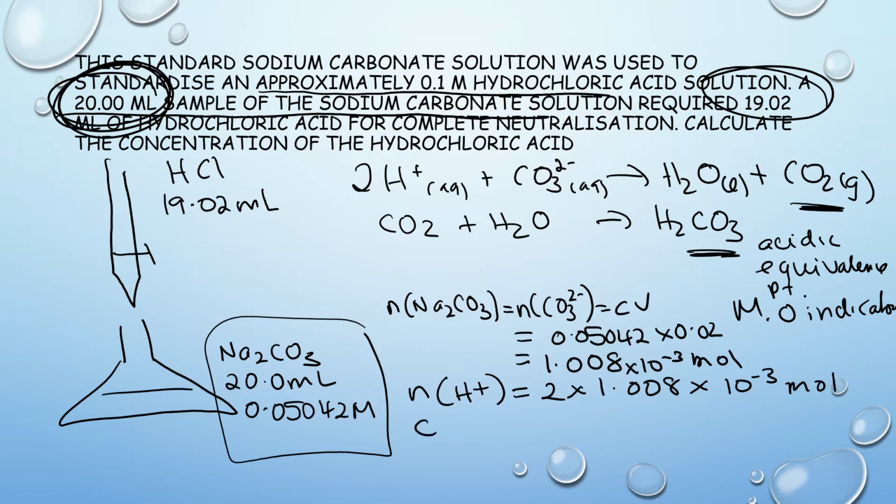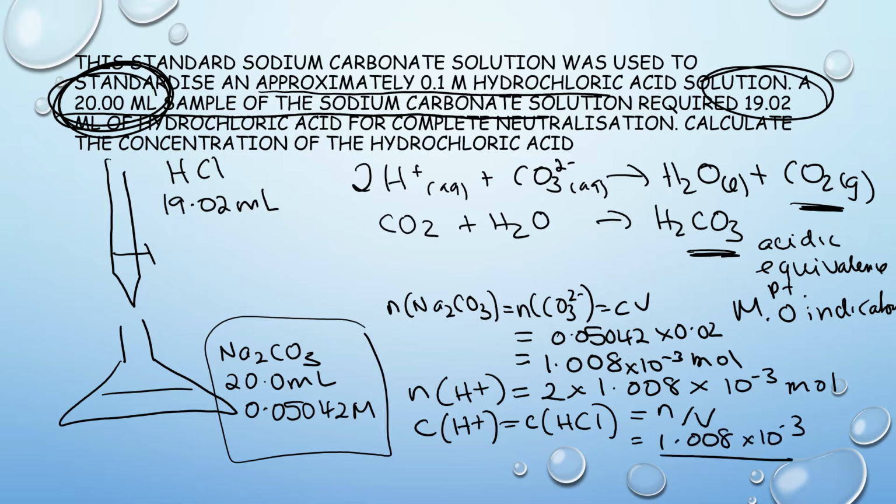From there we can find the concentration of the hydrogen ions, and because it's monoprotic, this will also give us the concentration of the hydrochloric acid, which is equal to n on V, which is equal to 1.008 by 10 to the negative 3 divided by 0.01902 of a litre, which comes out to 0.1060 molar.